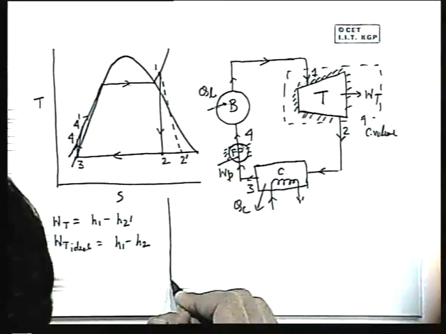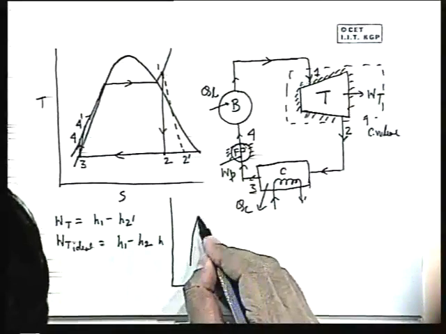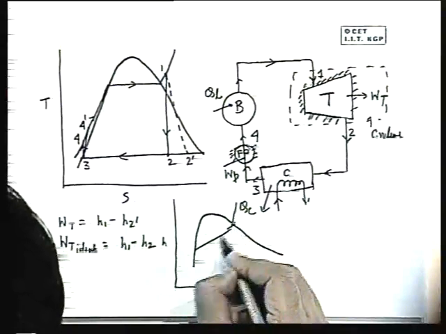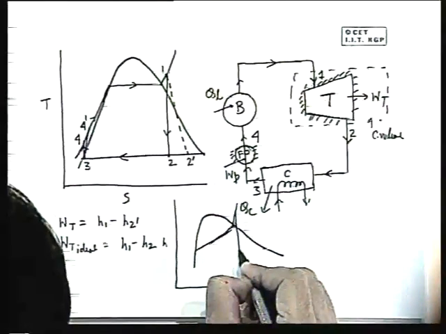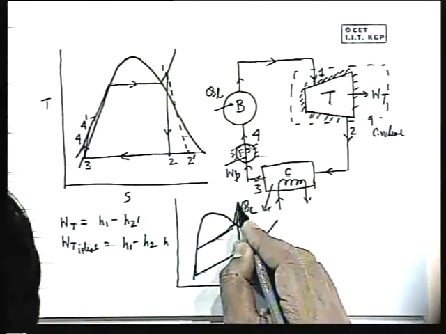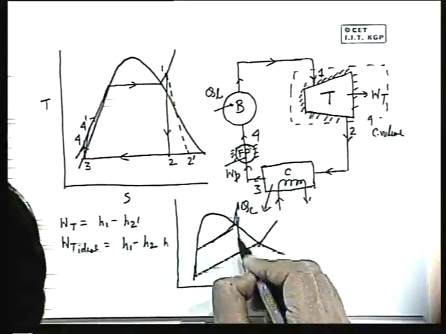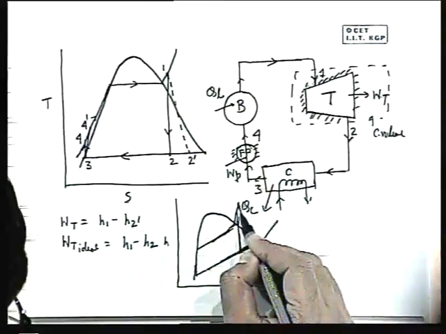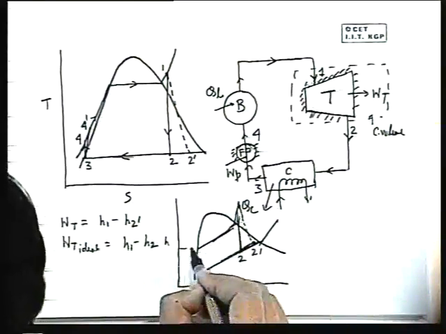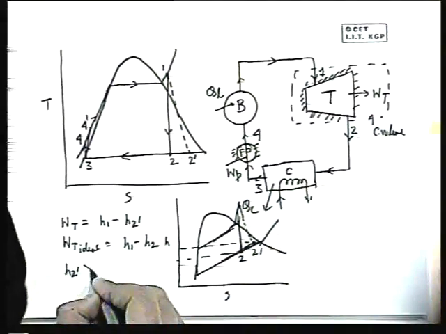I draw it on a small scale, the HS diagram. If you draw this in the HS diagram, this is the pressure line. This is the line where this is the condenser pressure. So if you draw this, this is H and S. If you draw this diagram properly, this is the point 2, this is 2 dash. So H2 dash is always more than H2.